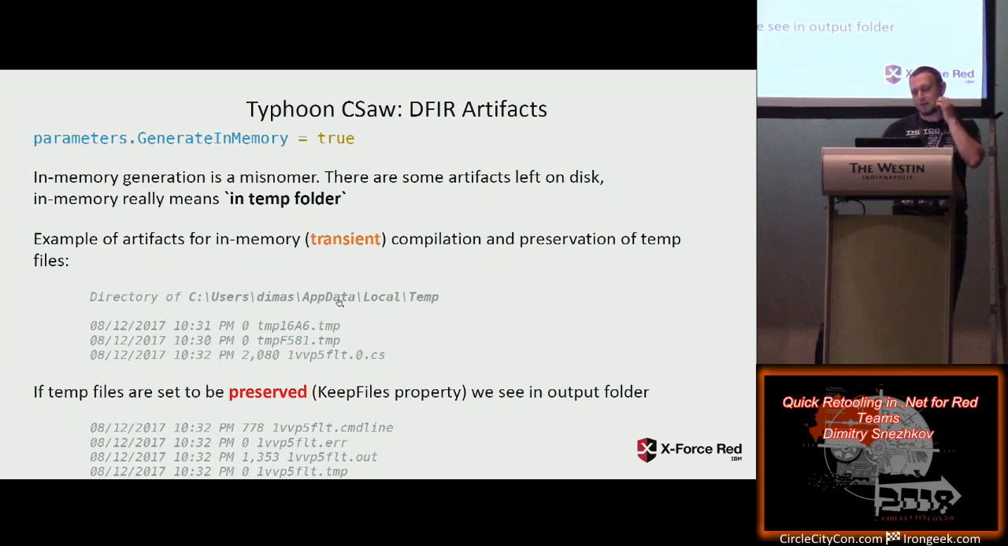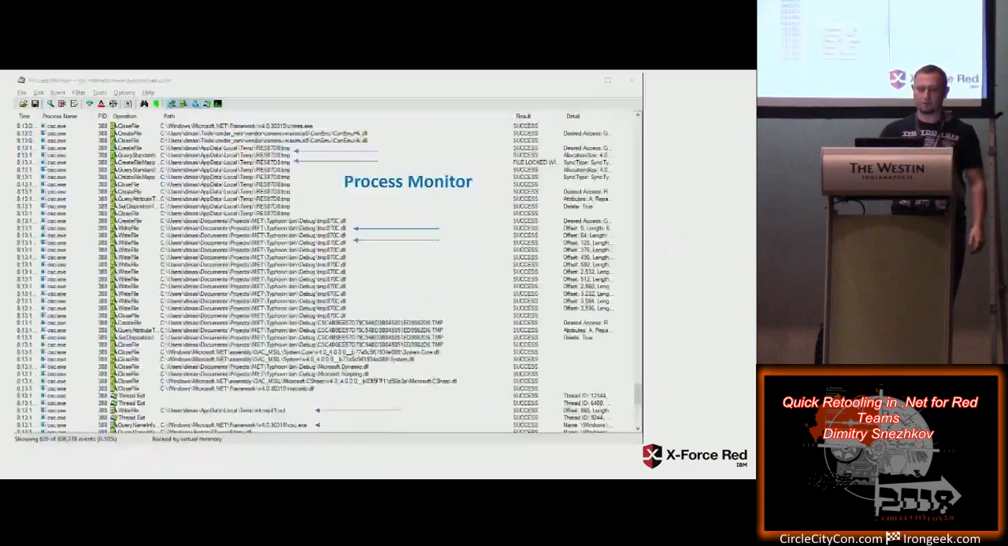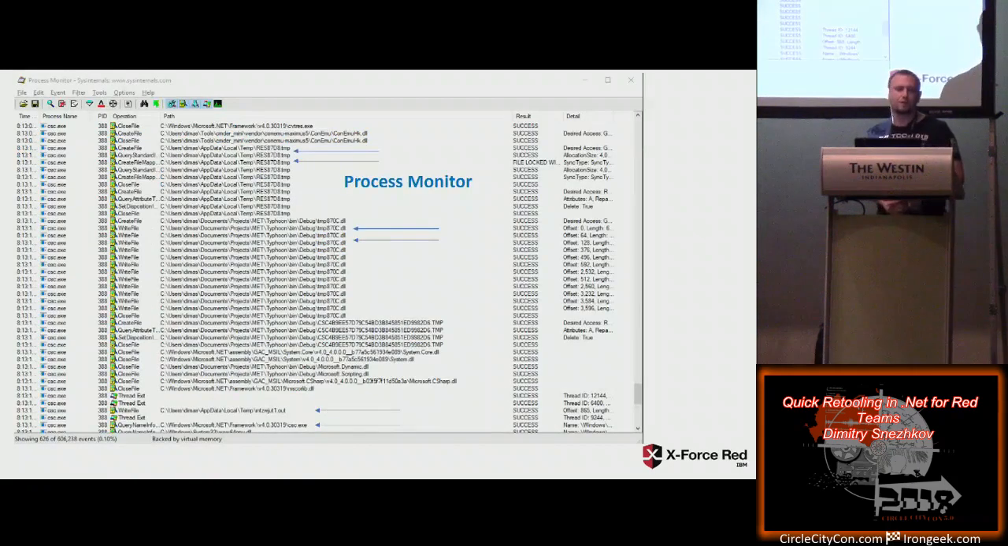And so don't be fooled by generate in memory, right? So we have to be able to solve that. And also, if we look at Process Monitor, you see all these intermediary smaller DLLs that are being compiled in when you do csc.exe. You've got your code, you've got a pretty large footprint, even though you're not invoking csc directly.